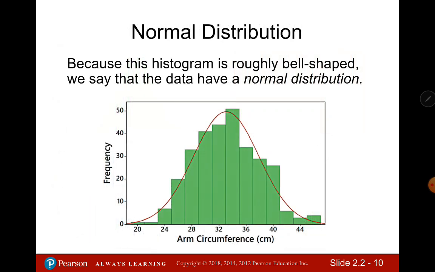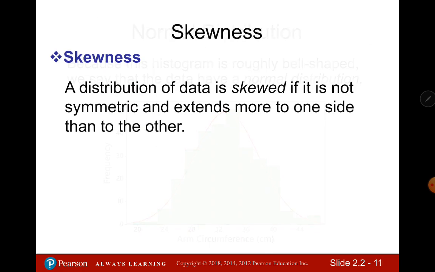Again, we check the green one. This one is a bell-shaped curve, so it is a normal distribution. This will be the most important shape we're going to learn later: the bell-shaped curve.